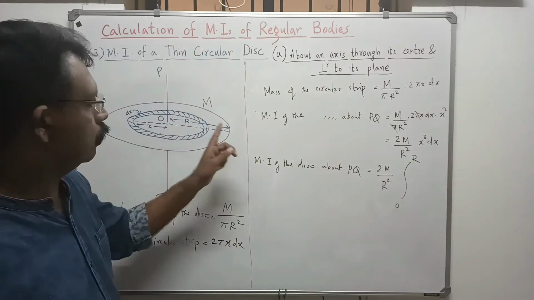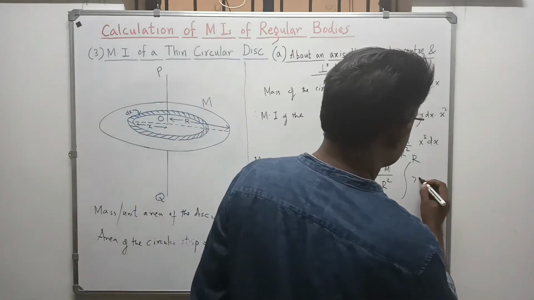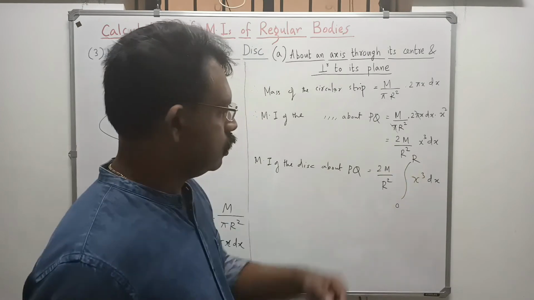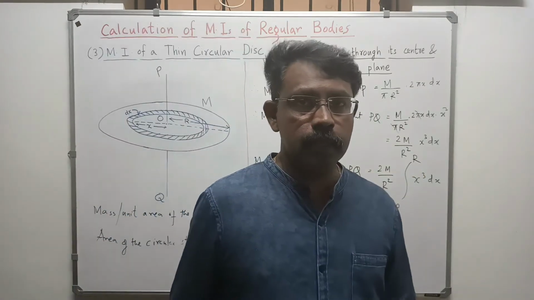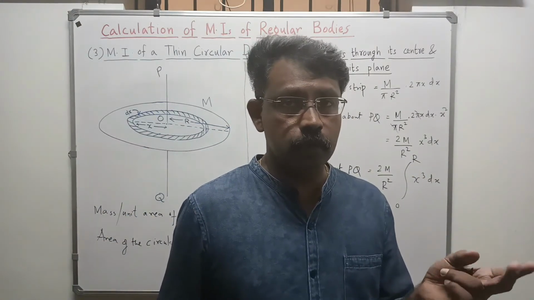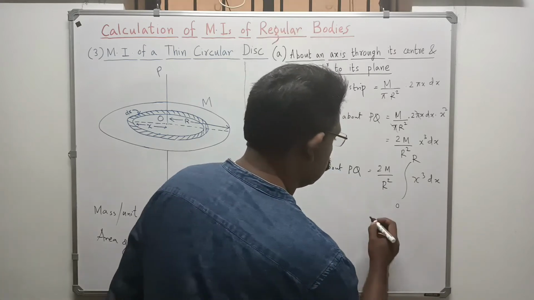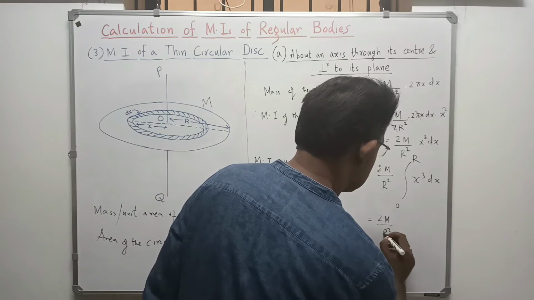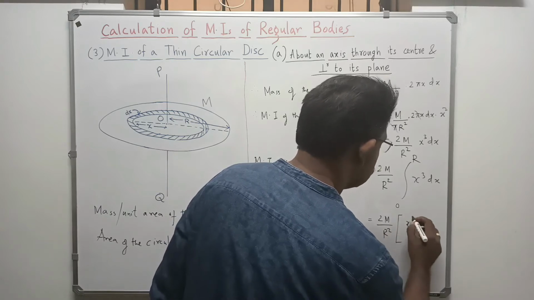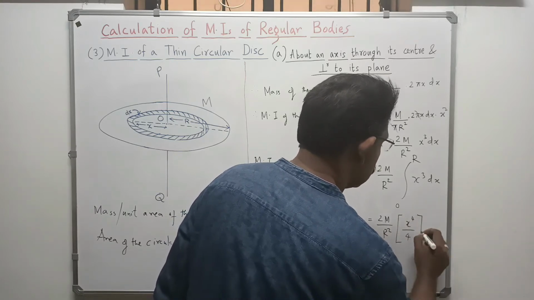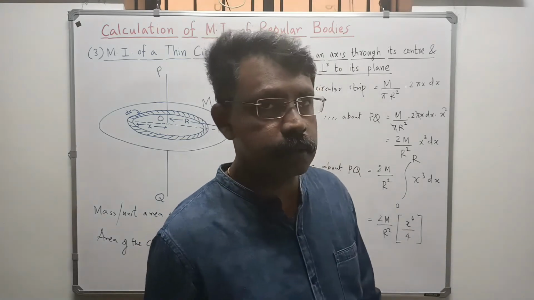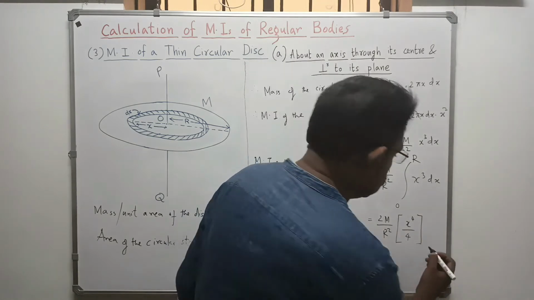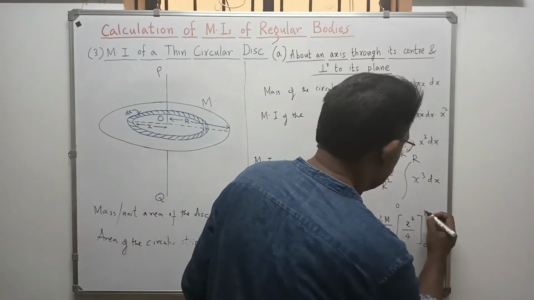The integral from 0 to r of x cubed dx. As you know, the integral of x cubed dx is x raised to 4 by 4, so that will be 2m by r squared into x raised to 4 by 4. The integral of x raised to n dx is x raised to n plus 1 by n plus 1. So now applying limits 0 to r.